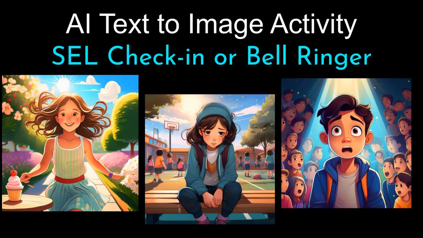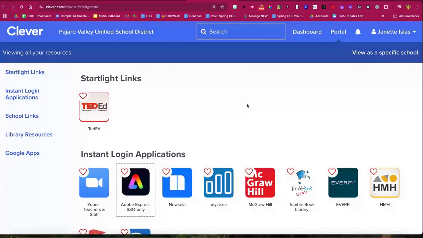I'm going to show you how you can use AI text-to-image with your students as a quick bell ringer activity or a check-in, and they will learn how to use prompting in the process as well as develop descriptive language, and it's a way for them to reflect. So there's a couple of ways they can do this.